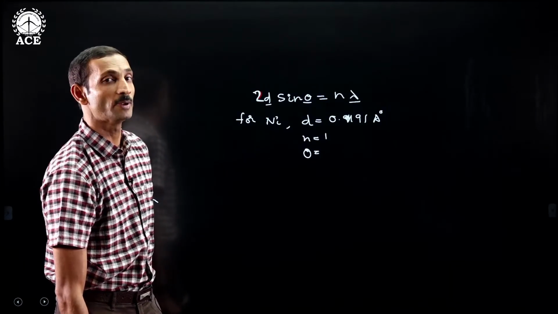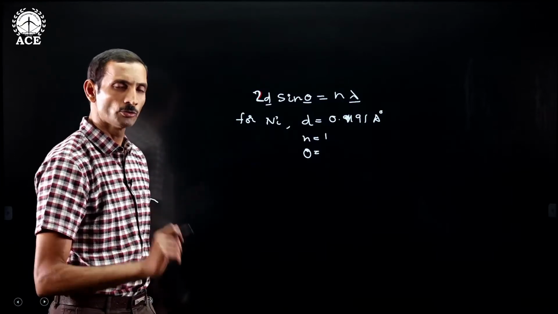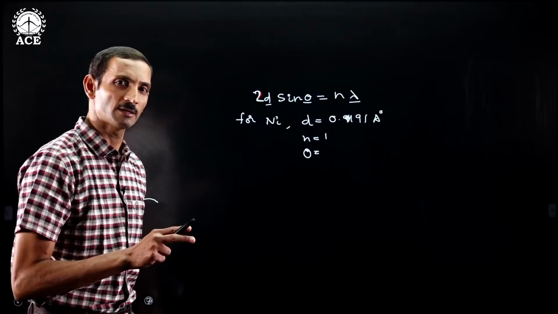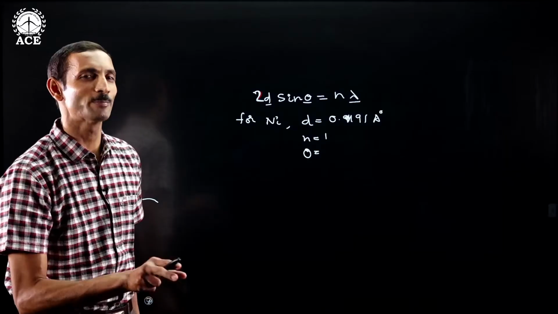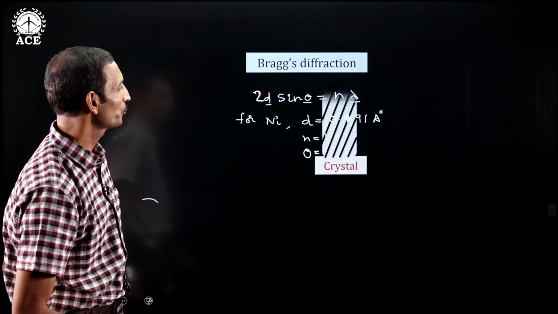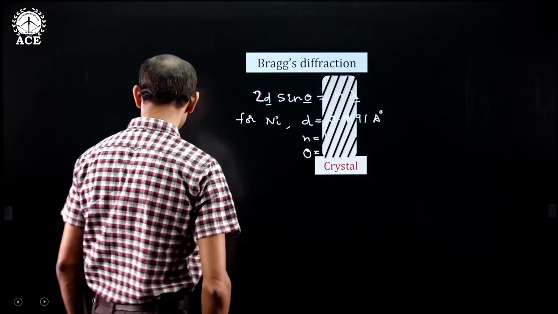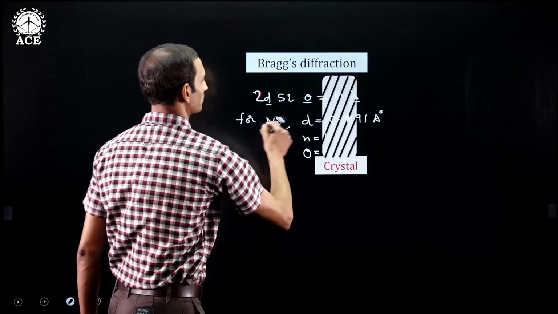So what should be the Bragg angle, I mean to say the angle of diffraction? Angle of diffraction is nothing but the angle made by the incident or the scattered ray with the plane, what we call Bragg's plane, right? I'm going to show you that. Let us suppose this to be the crystal. I'm going to erase this and re-explain this.